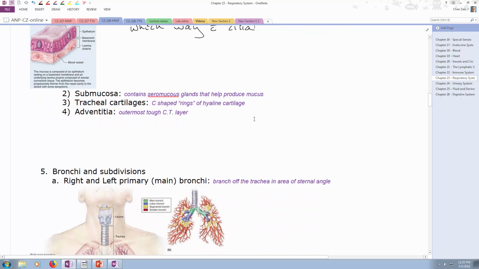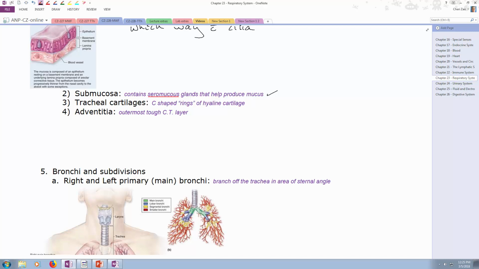The submucosa contains seromucous glands, which also produce most of the bulk of the mucus that we actually find there. One of the things I do want to point out about mucosa, remember it's epithelium plus a little layer of connective tissue that we call lamina propria.